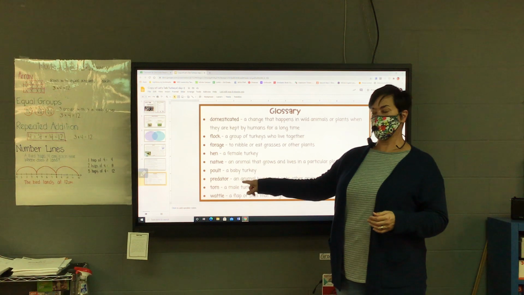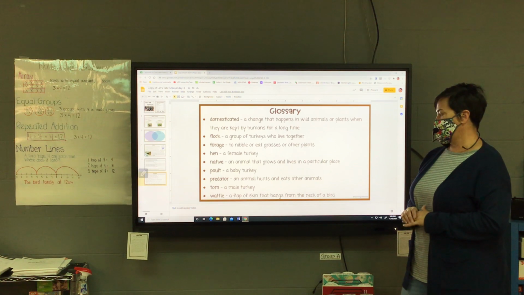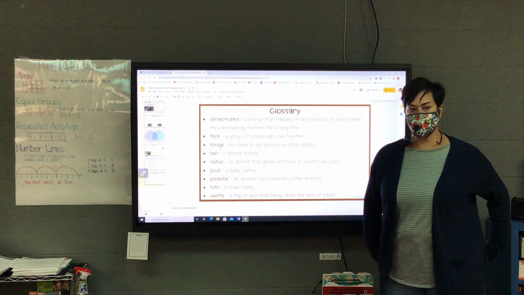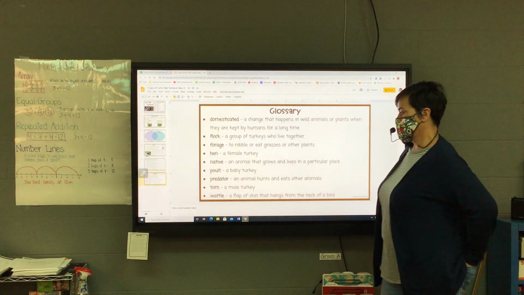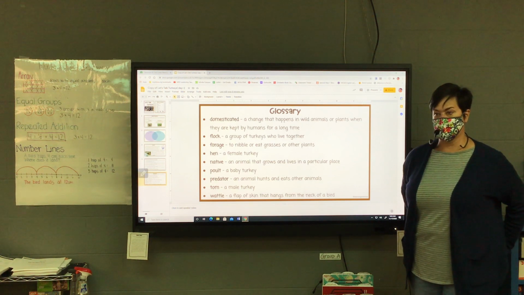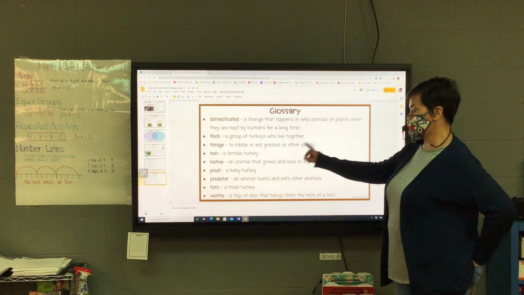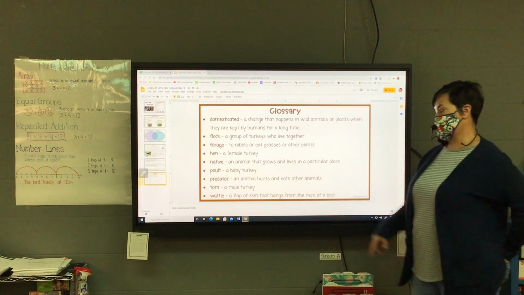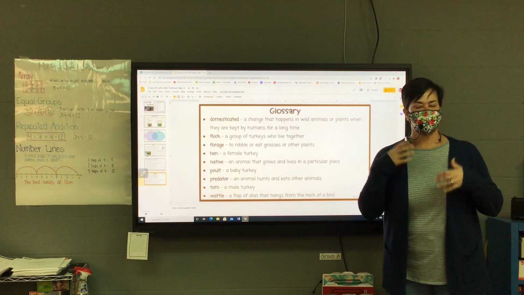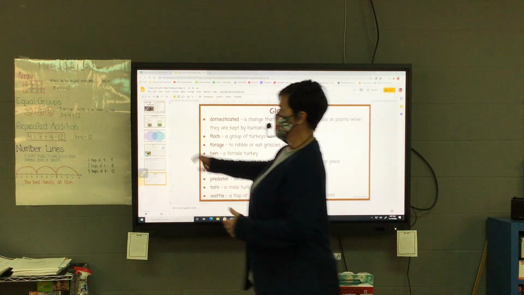Hen, a female turkey. Native, an animal that grows and lives in a particular place. Poult is a baby turkey. Predator, an animal hunts and eats other animals. Tom is a male turkey. And then the last word is the wattle, a flap of skin that hangs from the neck of a bird. And what color is that? Red. It's that red, like loose, flappy looking thing that hangs down. Okay?